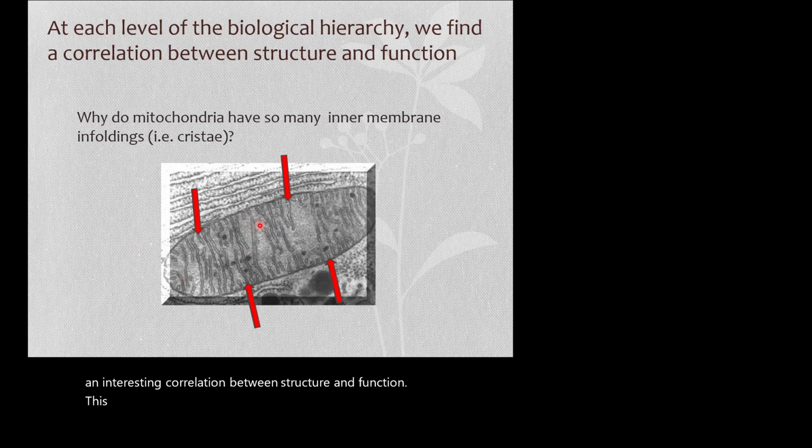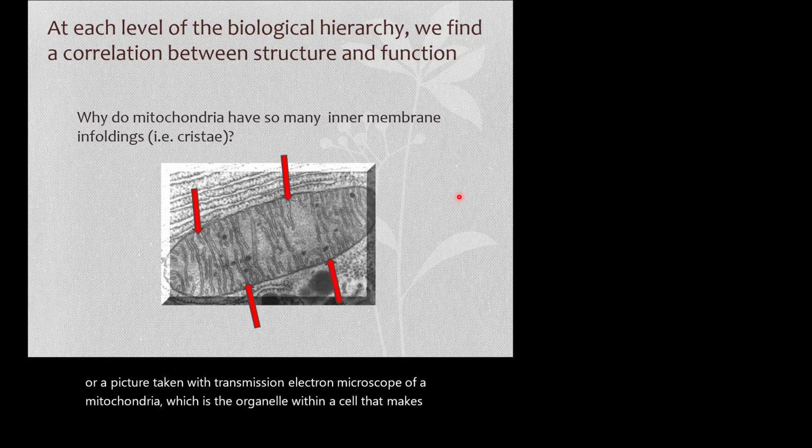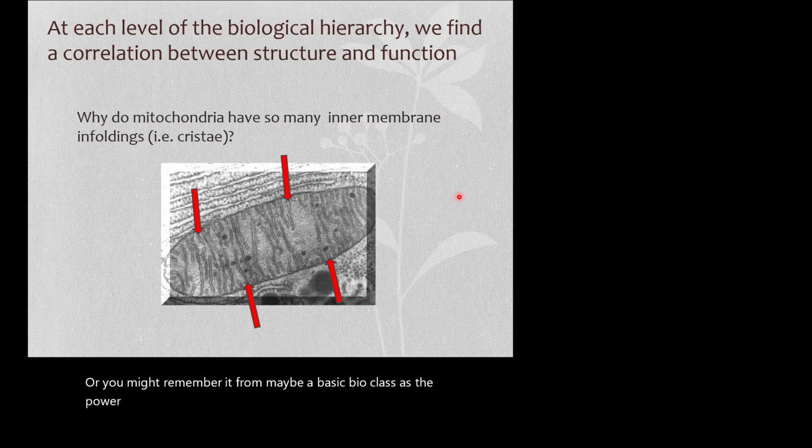This picture here is a transmission electron micrograph, or a picture taken with a transmission electron microscope of a mitochondria, which is the organelle within a cell that makes ATP, or you might remember it from maybe a basic bio class as the powerhouse of the cell. It makes ATP, which is the unit of energy for a cell. So we're looking at like a slice through it, a cross section.